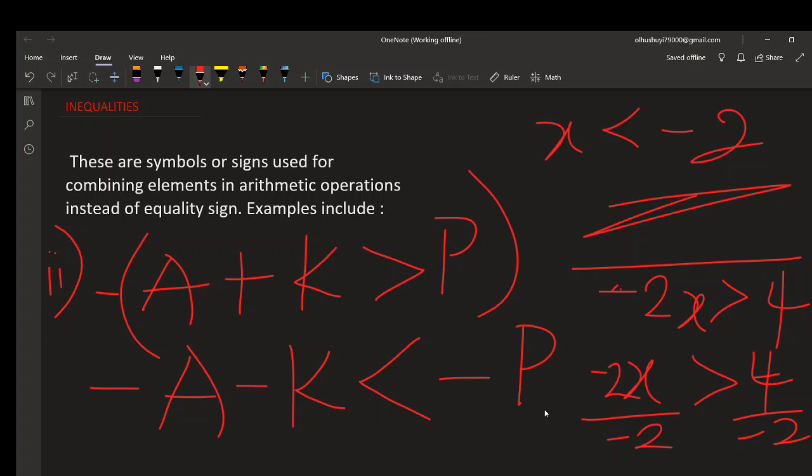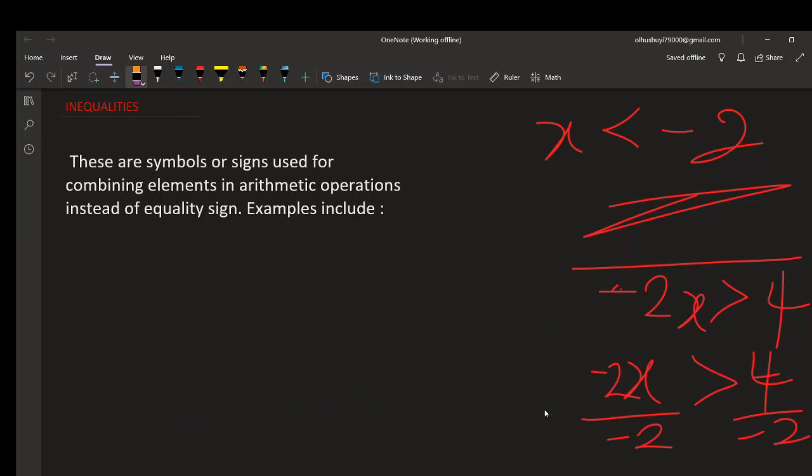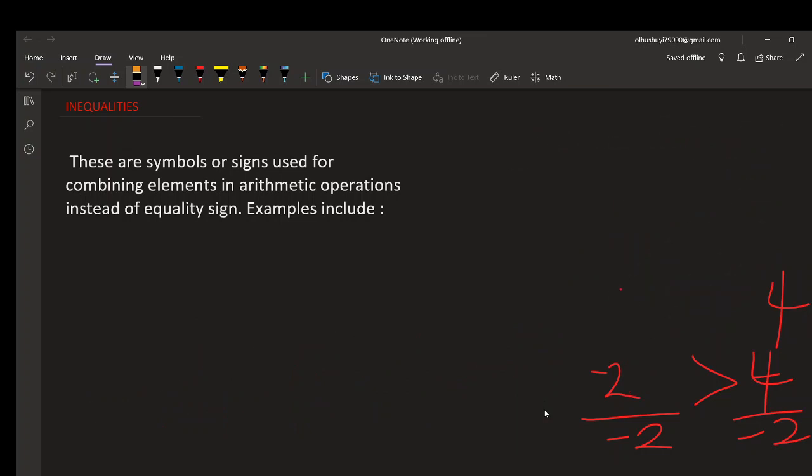Okay, let me have an example to clear this up. You have this, so that in the next video we talk about drawing of inequality, representation of inequality symbols on a number line. So we have this question.